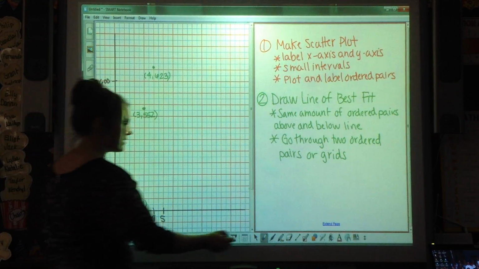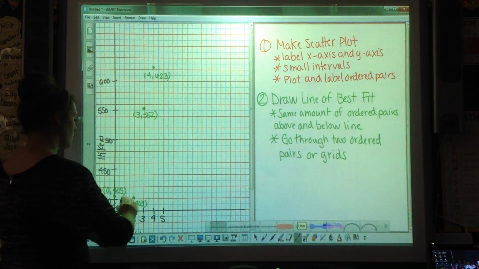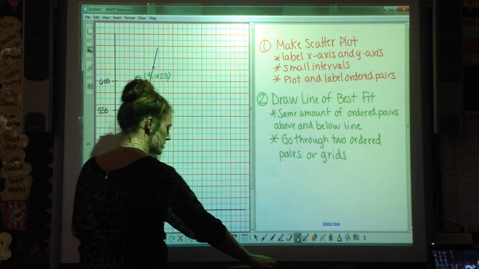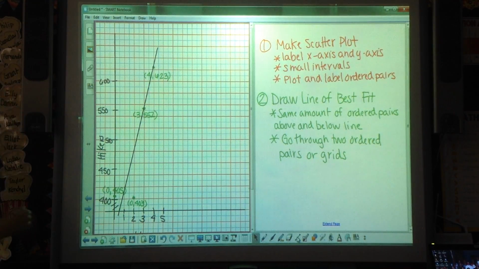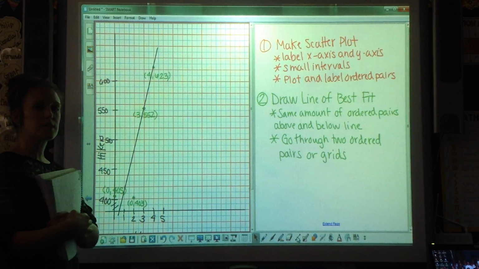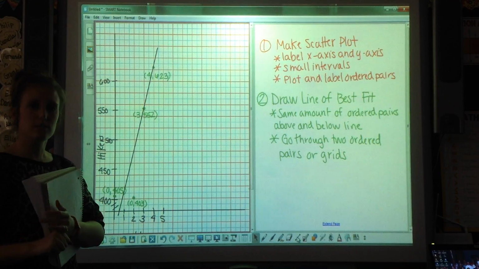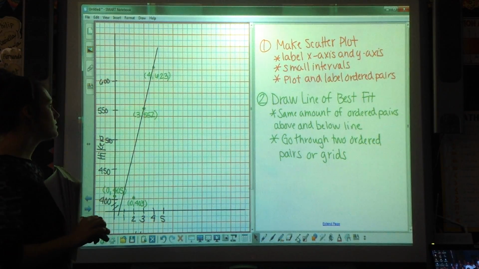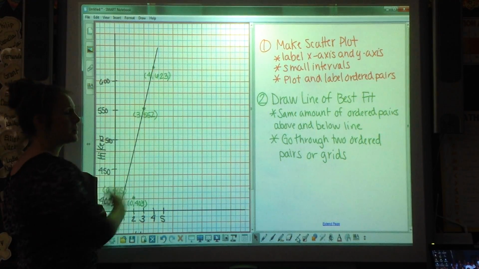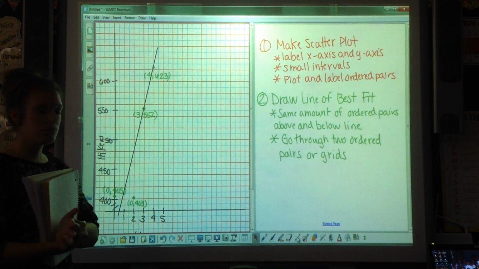When you draw your line of best fit, you're going to use a straight edge, and you kind of want to go in the middle of your data. It just so happened when I drew this line of best fit, I went through 2 ordered pairs. That's going to be helpful when I write my equation, so I can find my slope very easily. Sometimes your data is not going to be as nice as this, and you will not be able to go through 2 ordered pairs that the table already gave you.